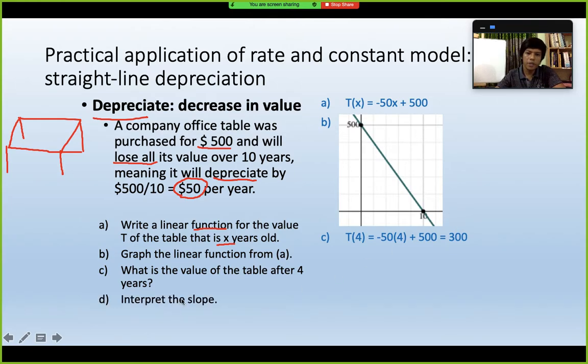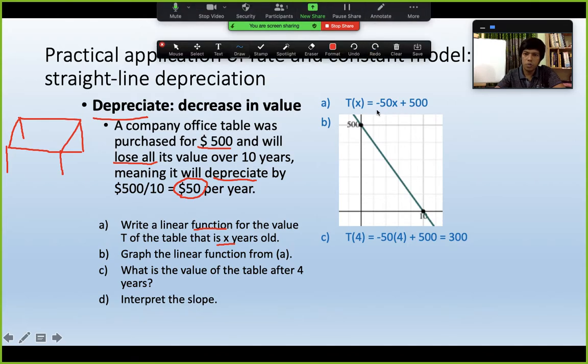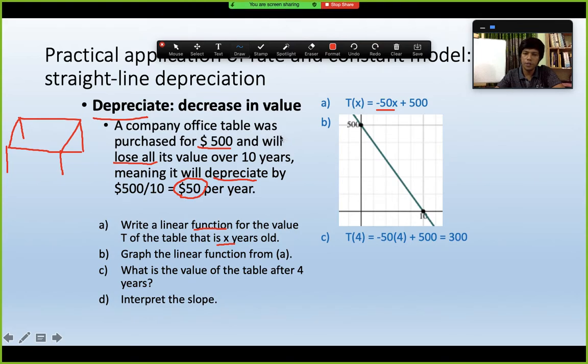Interpret the slope. So we have some slope here. What does this slope mean? Interpret the slope. And this is actually pretty much understandable. This minus 50x means that every year our money will decrease by 50, decrease by 50 every year. Okay, the total amount, this money t, will decrease every year by 50. T will decrease.